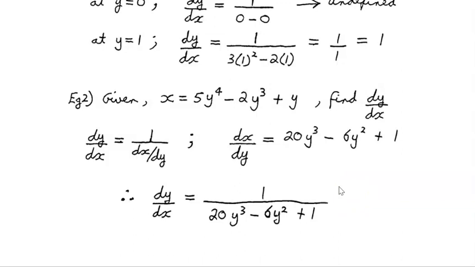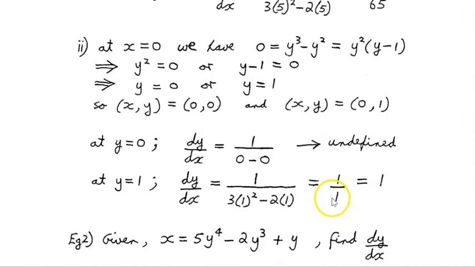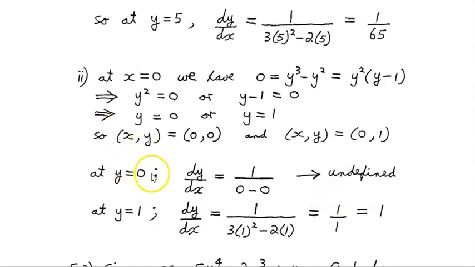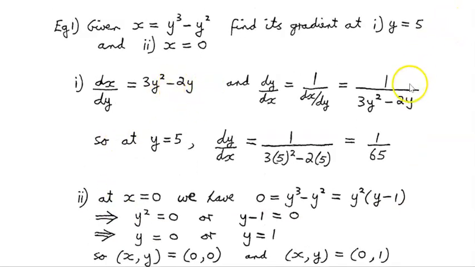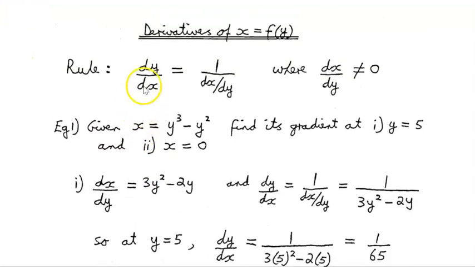Okay, and we can still find the gradient of the function x equals y cubed minus y squared as we did up here, and we can find it at y equals 0, or at x equals 0, or y equals 5. But the point is, with this handy technique, we can find dx/dy, take the reciprocal, and that gives us dy/dx without having to solve.